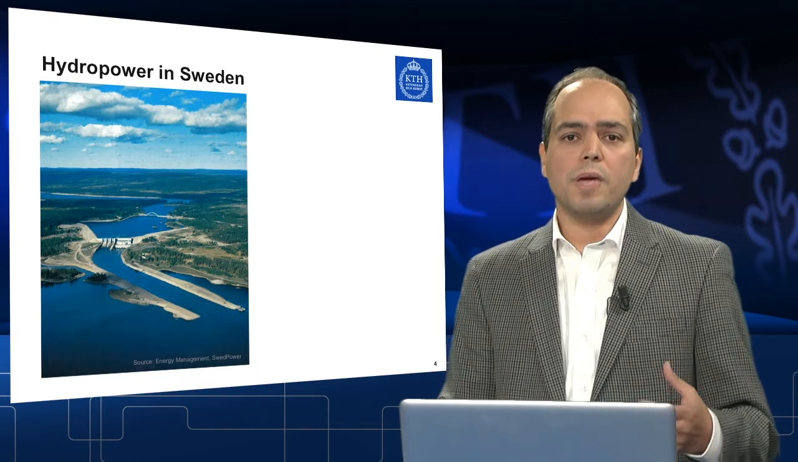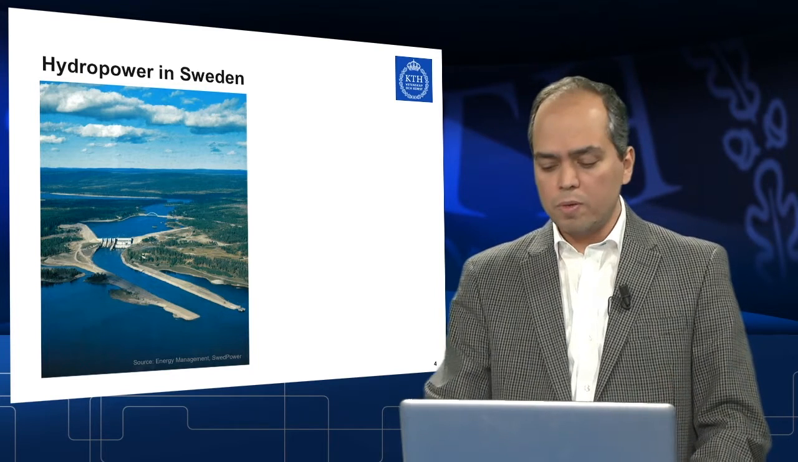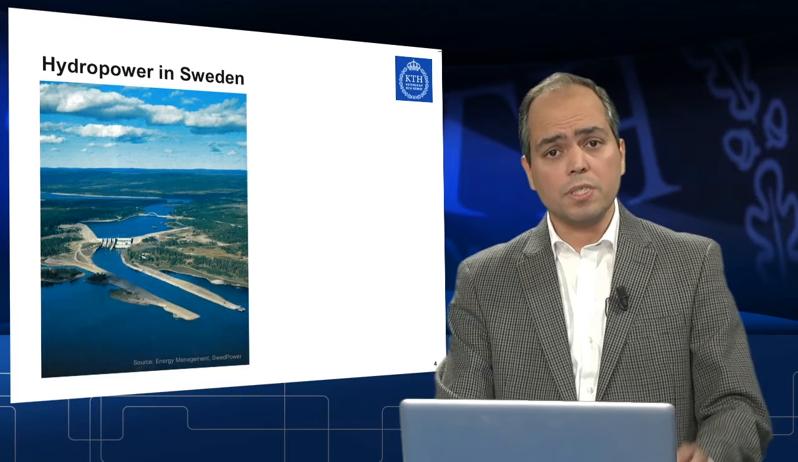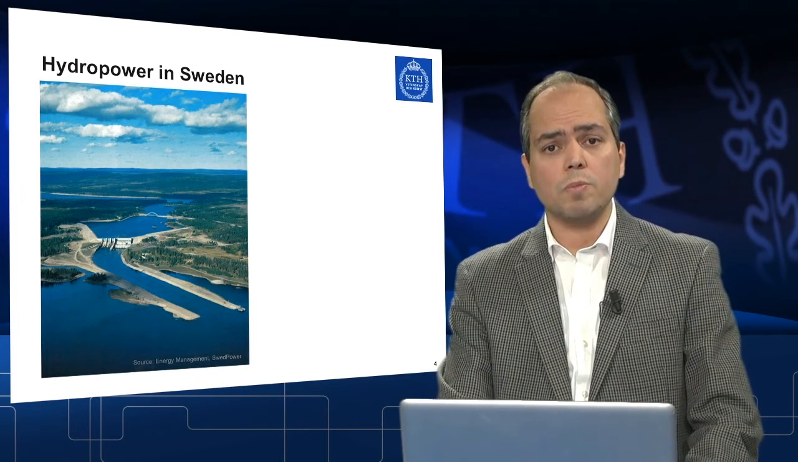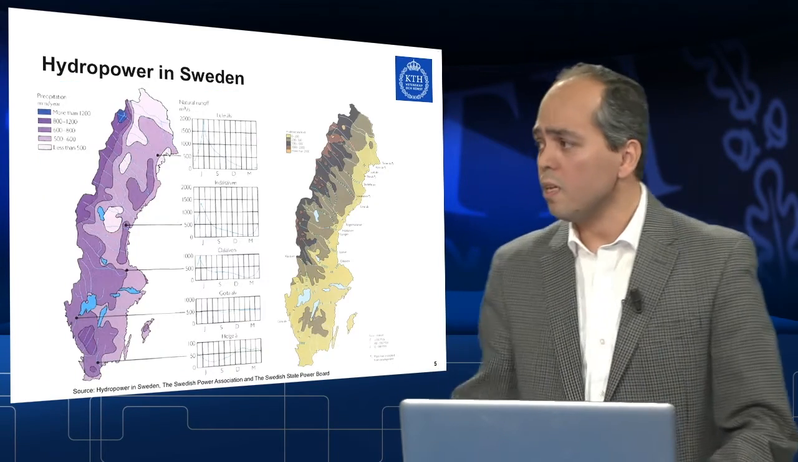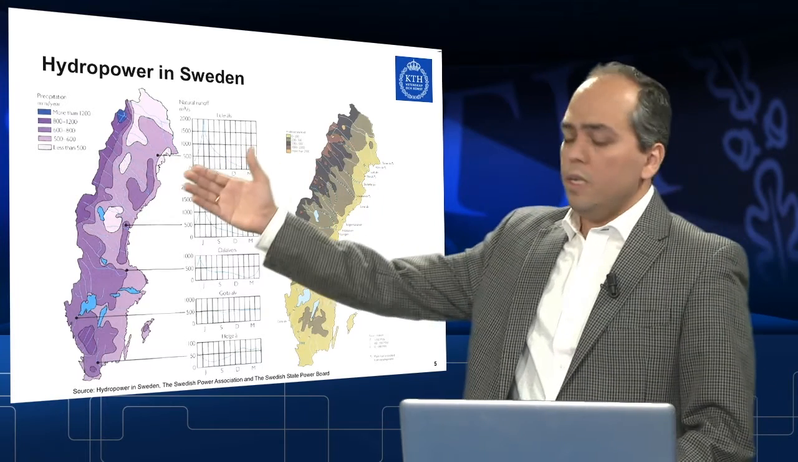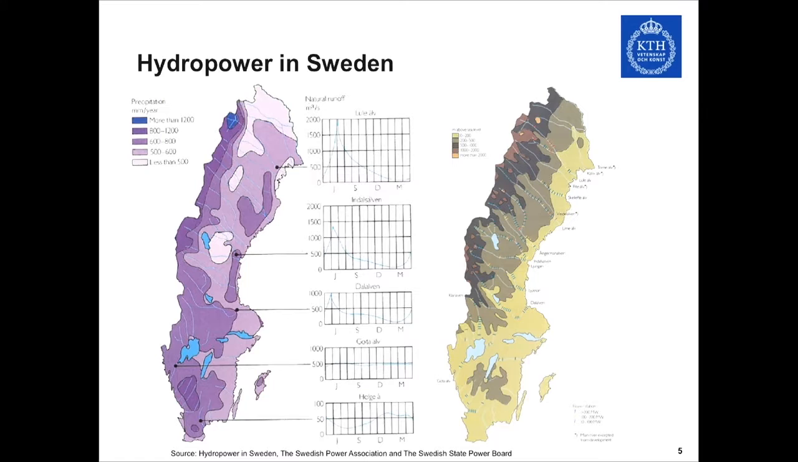Now we will look at the status of hydropower in Sweden, and we want to highlight a few major aspects of large-scale hydropower plants by reviewing the status of hydropower in Sweden. If you look at the chart here, you can see the precipitation per year, and it shows that on the west coast, or the west region of the country, there is more precipitation compared to the east side or the southern parts of Sweden.